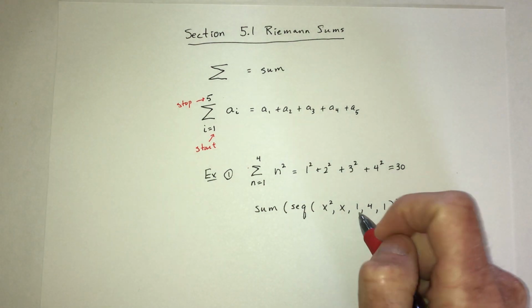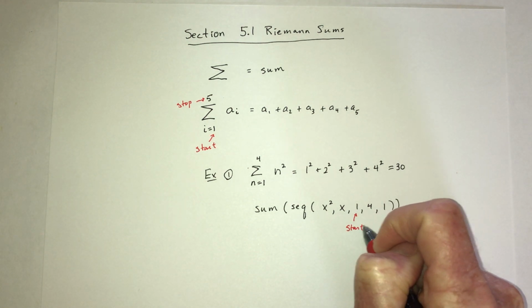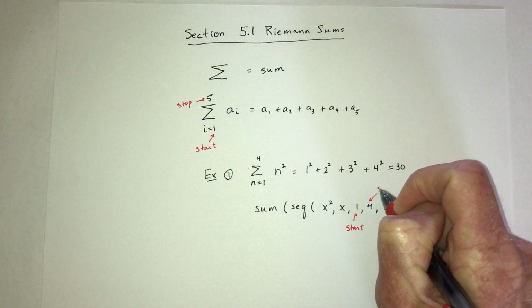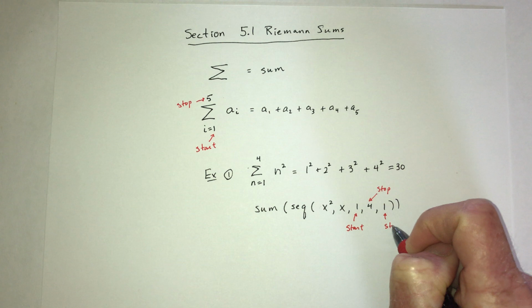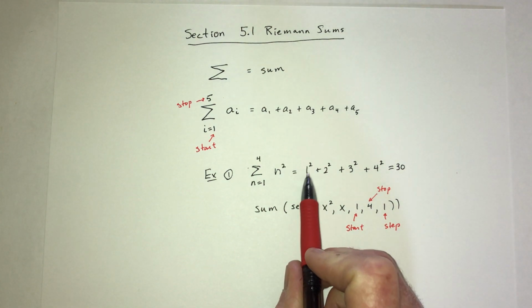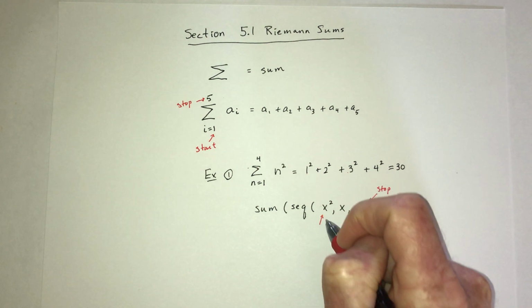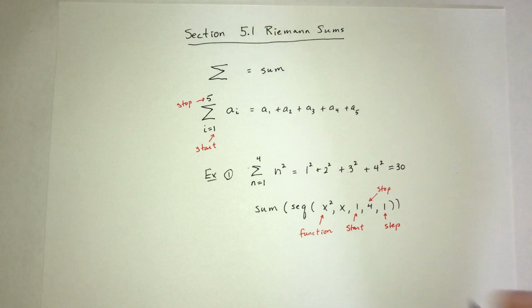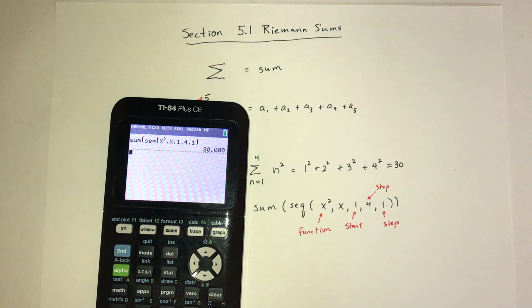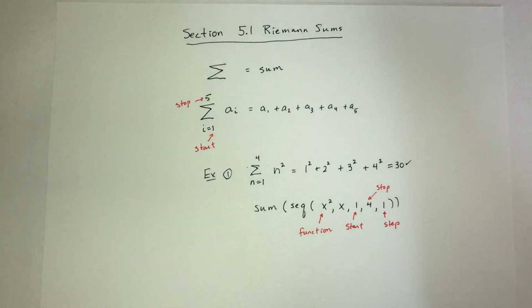So this is always the start. This is where you stop. And this is the increment, or the step. So in here it's going by steps of 1, 1, 2, 3, 4. And then this is the particular function. Okay, and then it adds them up and says you should get 30. So I got 30. Excellent.